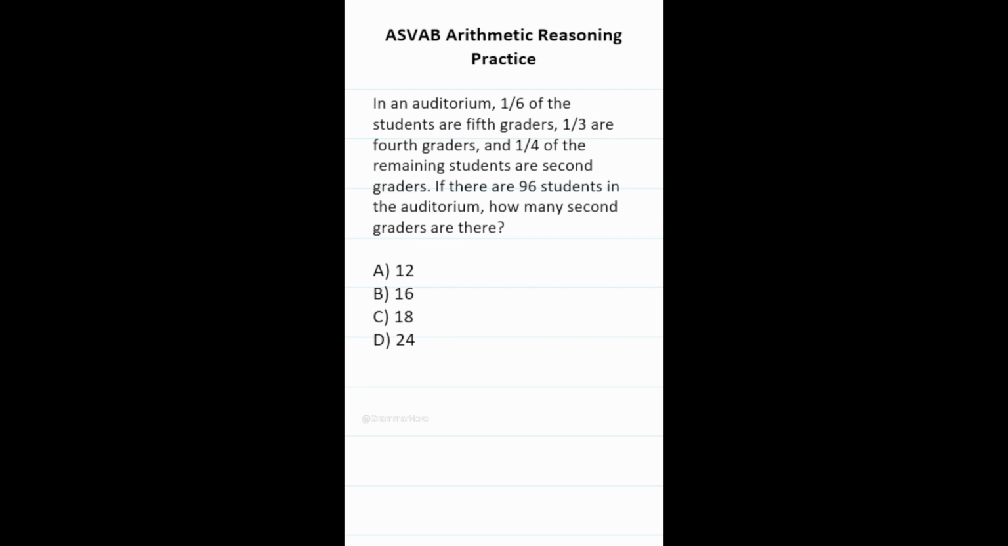For this ASVAB PiCAT arithmetic reasoning practice test question, we know 1/6 of the students are in fifth grade, 1/3 are in fourth grade, and a quarter of the remaining students are in second grade. Let's first figure out how many students are in fourth and fifth grade. Just add 1/6 and 1/3. If you can't do that mentally, go ahead and find a common denominator, which is 6. This is 3 over 6, which reduces to 1/2.